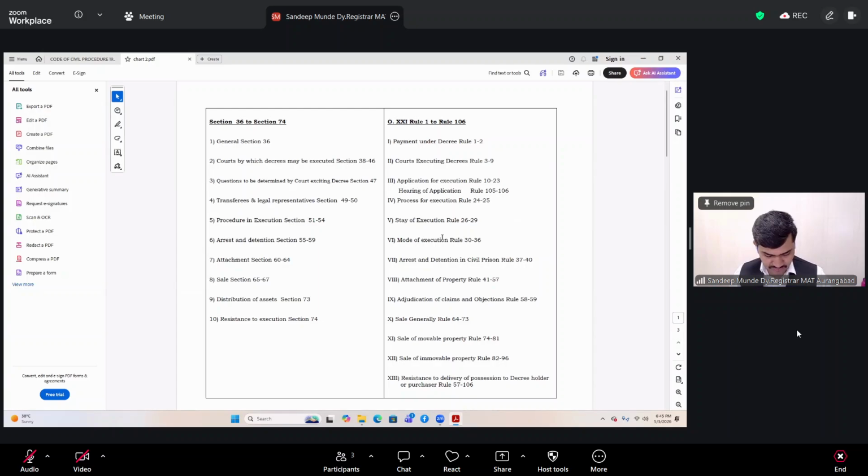Again, rule 30 states with regards to the decree for payment of money, decree for specific movable property, decree for specific performance of the restitution of conjugal rights or for an injunction, discretion of court in executing decrees for the restitution of conjugal rights, decree for execution of document or endorsement of the negotiable instrument, decree for immovable property, decree for delivery of immovable property when in occupancy of the tenant.